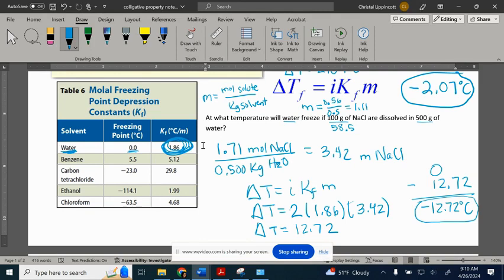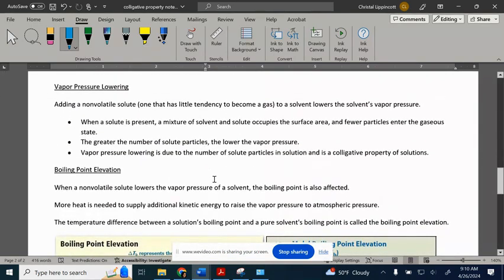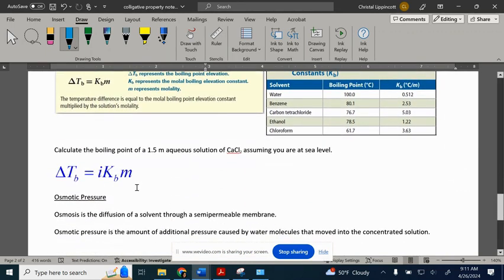All right. Any questions on freezing point depression? We also have vapor pressure lowering. So again, these particles are going to interfere with that material becoming a vapor. So less of that stuff will become a vapor, less pressure on the container. So it's going to lower that vapor pressure. We also have boiling point elevation. So here it's going to increase the boiling point.